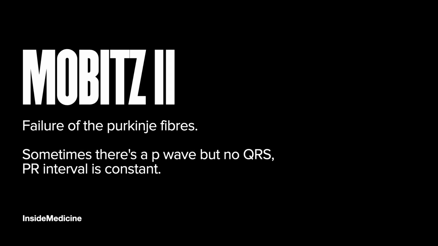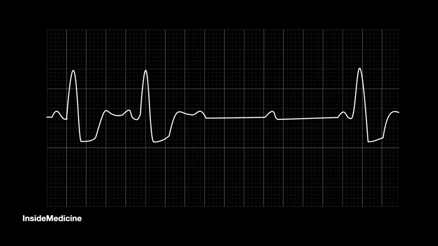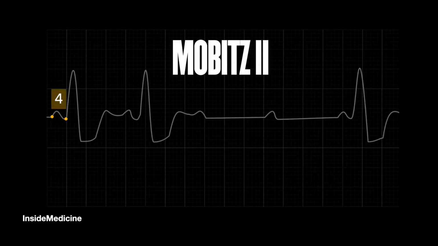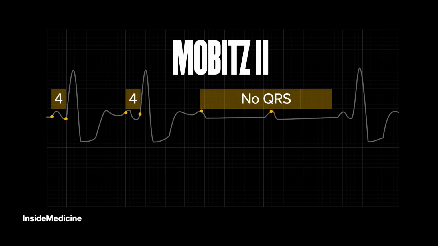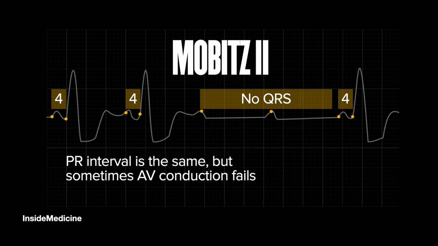That's Mobitz 1. And now Mobitz 2 is very similar, except it's caused by a failure of the Purkinje fibers. The PR interval is constant, however, sometimes there's a P wave but no QRS. So if we look at the first PR interval, it is 4 small squares. The next PR interval is also 4 small squares. But then we have 2 P waves that don't conduct, and then it resets. So a constant PR interval, but sometimes AV conduction fails.